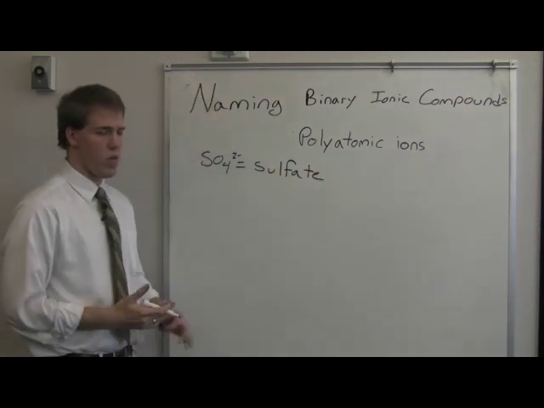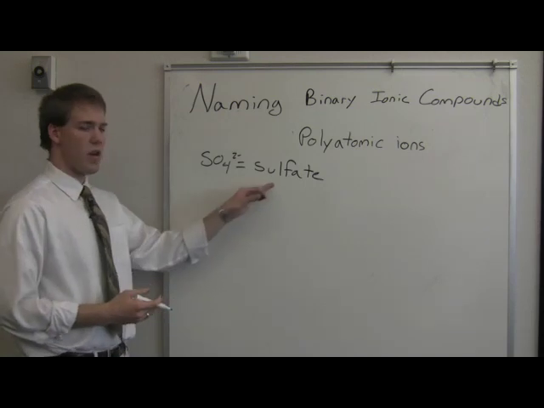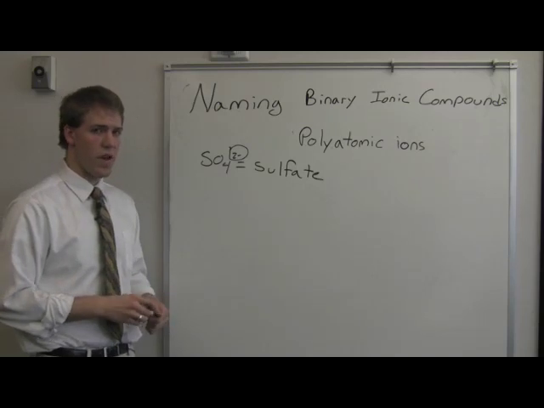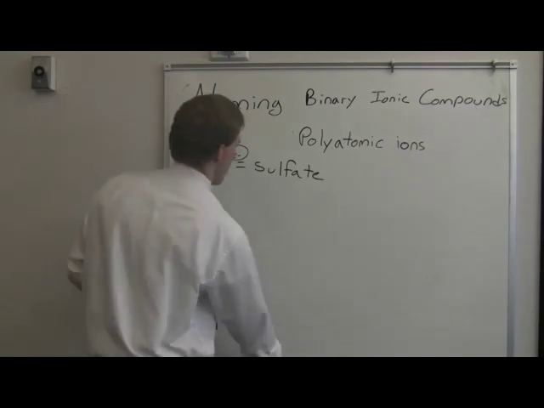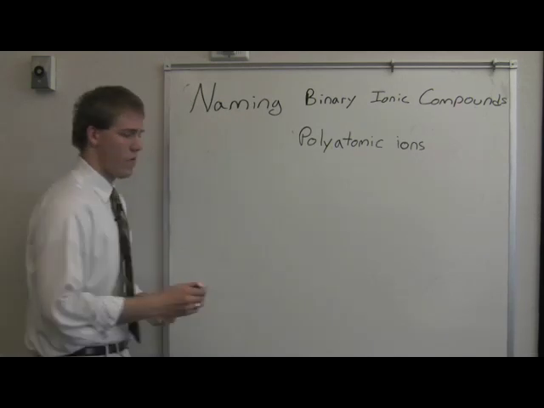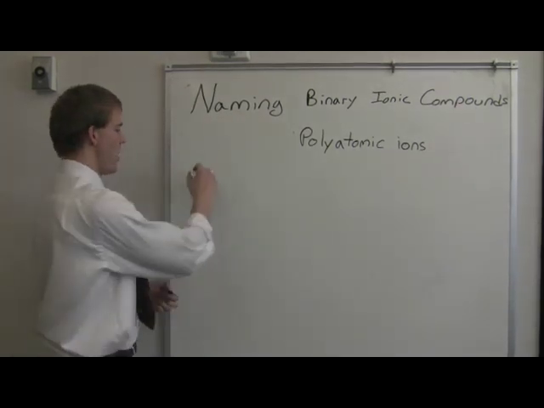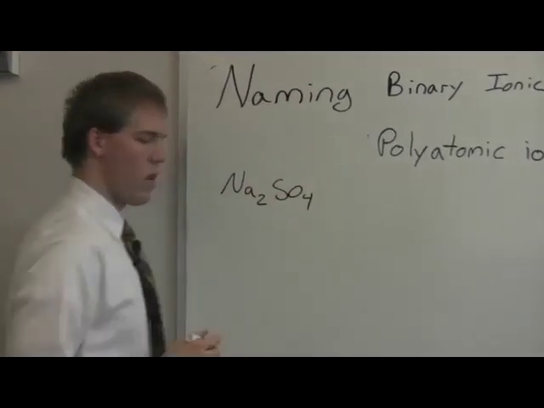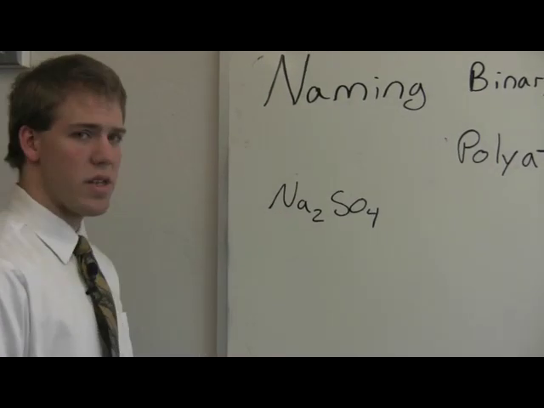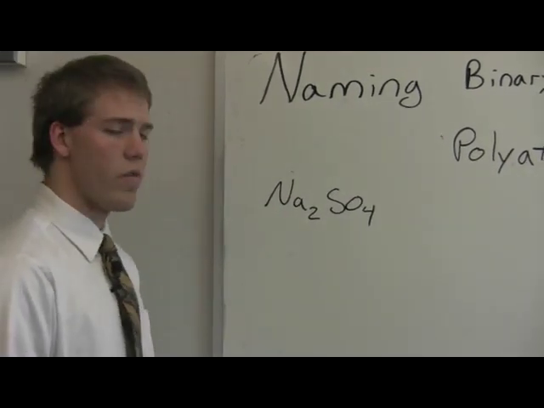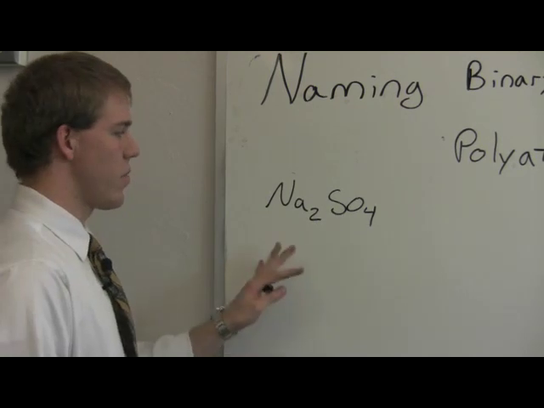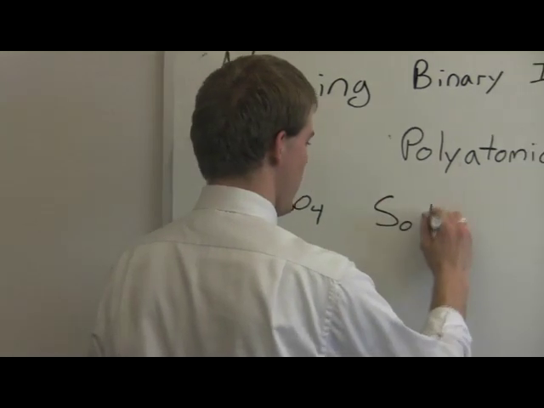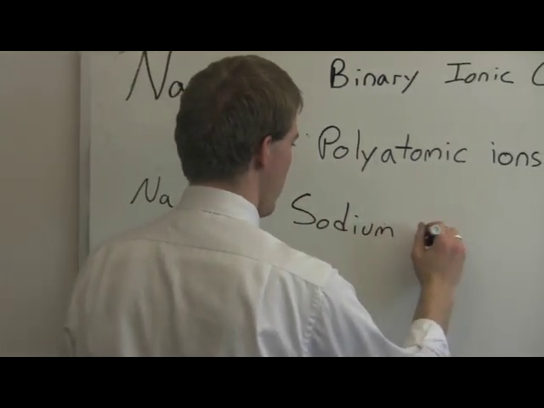The important things to remember with our polyatomic ions, not only with their name, but also that they're ions. They have a charge. That will come into effect when we try to name them. The first example that we'll use to name will be Na2SO4. And we already know that Na stands for sodium and the SO4 stands for sulfate. And the way that we put those two names together is exactly that. Sodium, sulfate.